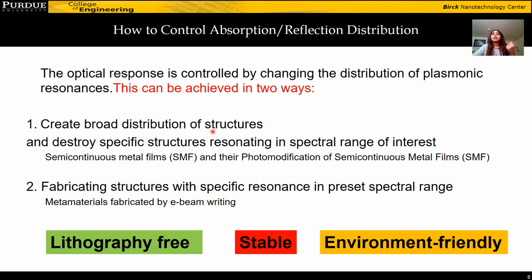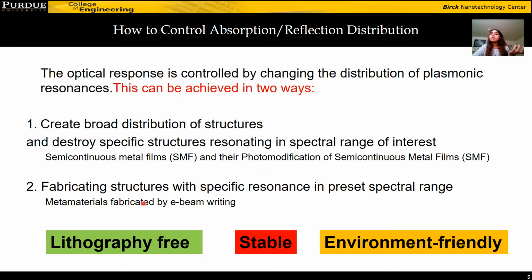Hence, as we have discussed, we are proposing a new method. We have semicontinuous metal films, which are randomly dispersed nanoparticles, and we use photomodification of the semicontinuous metal films to create a broad distribution of optical spectra, and we can modify that.